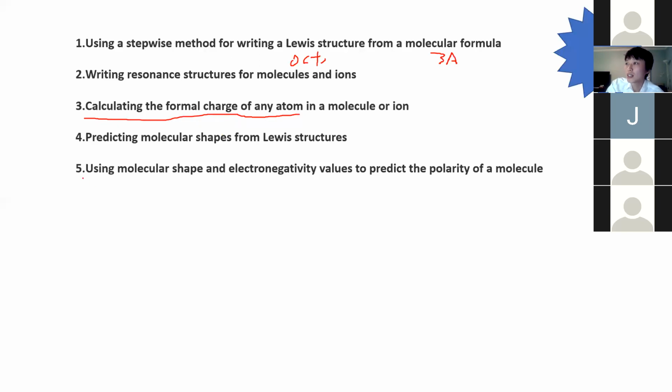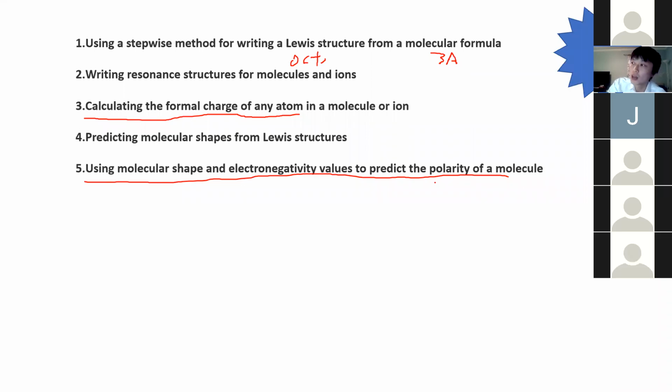The last thing is to predict the polarity based on electronegativity. This is determining whether the molecule is polar or non-polar. It's also going to be useful in chapter 12 when we try to determine the major intermolecular forces between the molecules. That is done based on the 3D structure, not the Lewis structure. We're going to go over some examples of this.